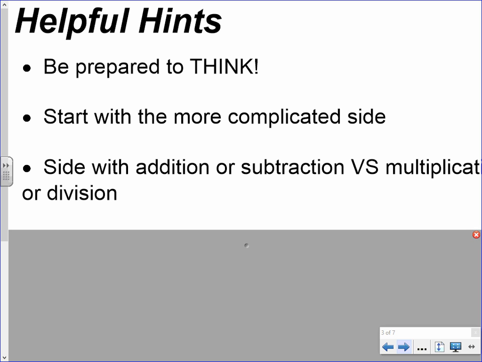Along those same lines, if there is a side with addition or subtraction, sometimes it's easier to start there, make common denominators, add or subtract things together, as opposed to trying to take multiplication or division and pull that apart, okay? So anytime there's addition, subtraction, especially if there are fractions, make common denominators, add those together. That's a good place to start, okay?